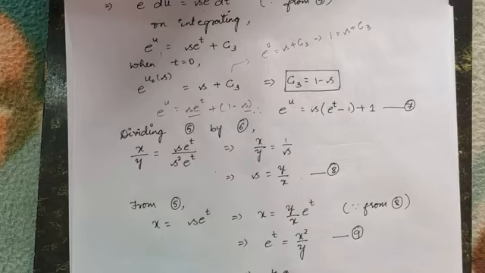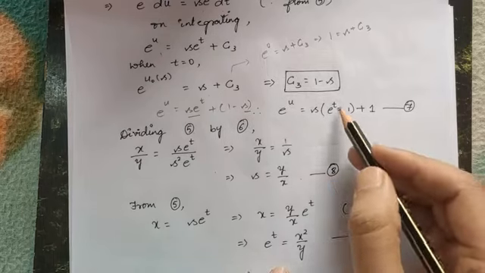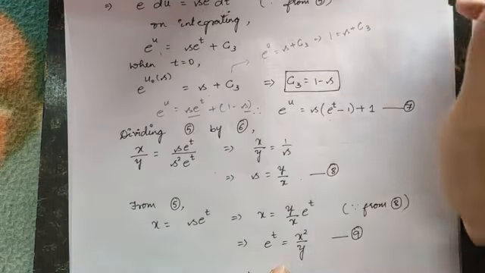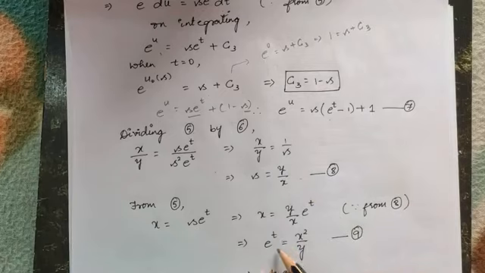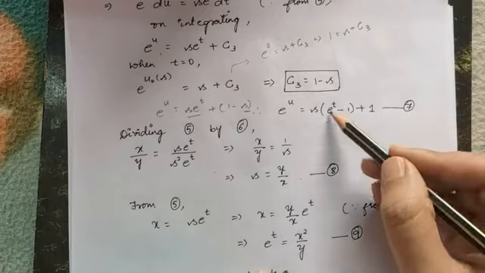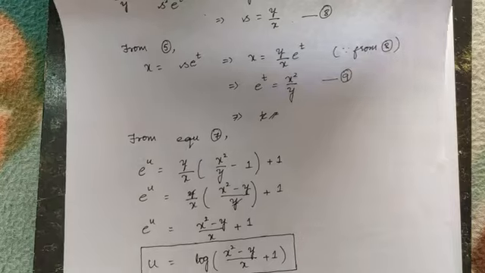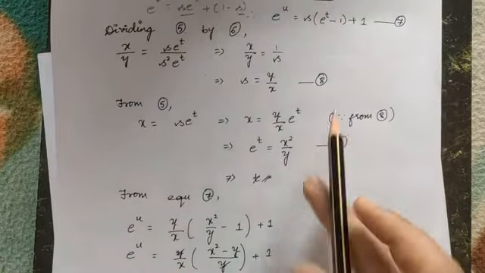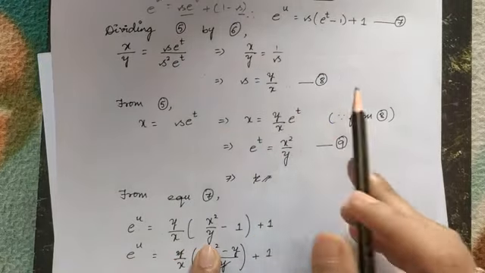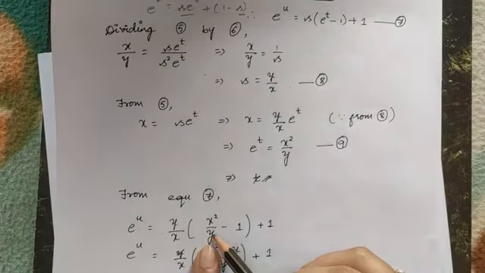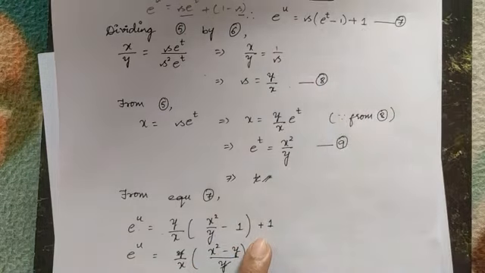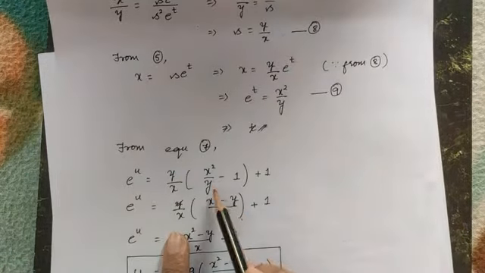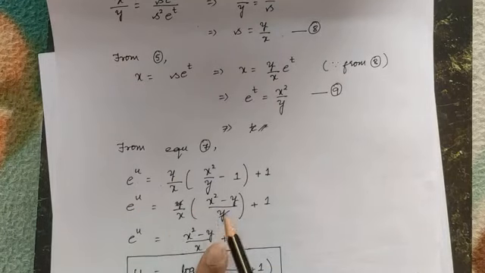So rather than doing all those steps, we can stop here only, so that I can substitute the value of e power t here. So now I have value for s and for e power t. Let's substitute the values here. So your equation 7 becomes e power u is equal to s, which is nothing but y by x, into e power t, which is nothing but x square by y, minus 1, plus 1 as it is. So if you take LCM, your y gets cancelled. You will get x square minus y by x plus 1.